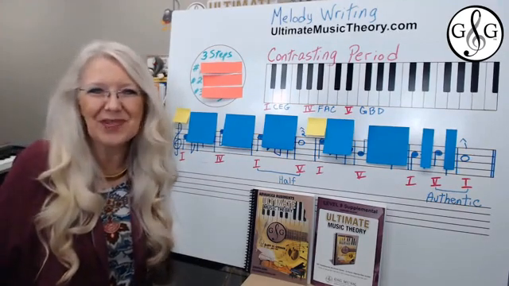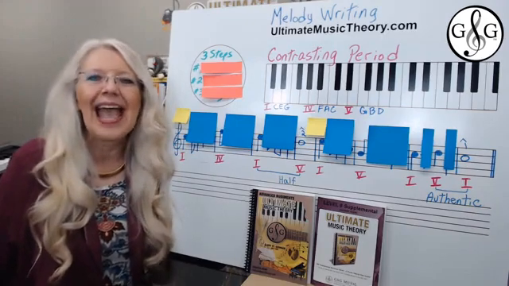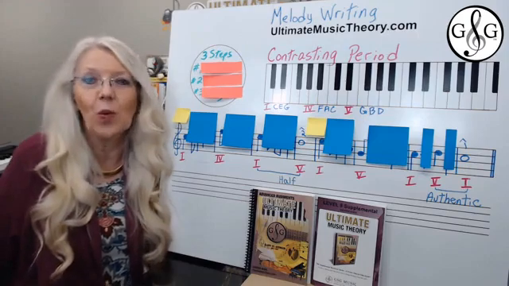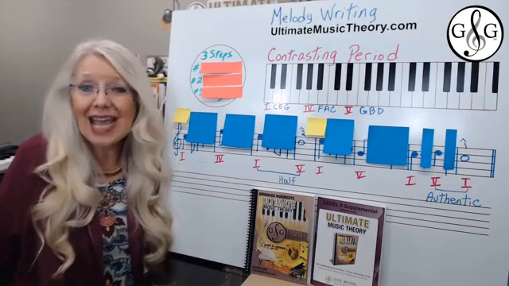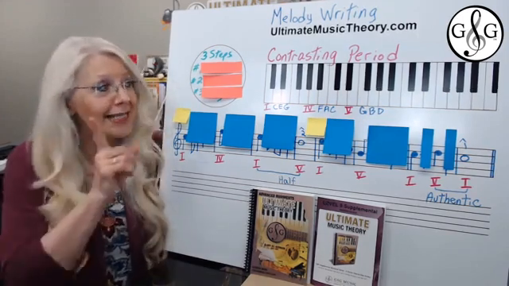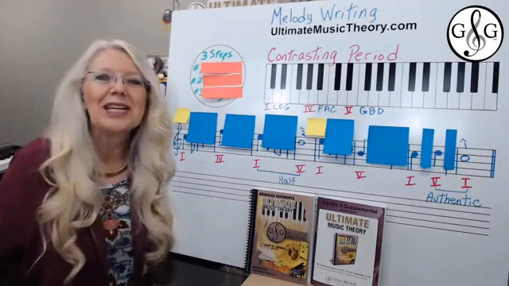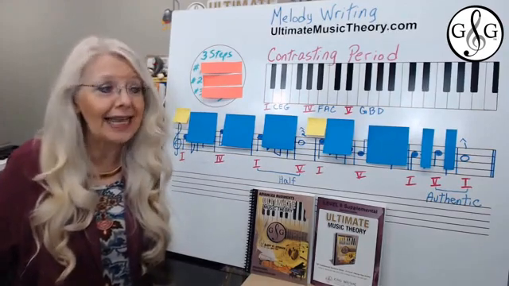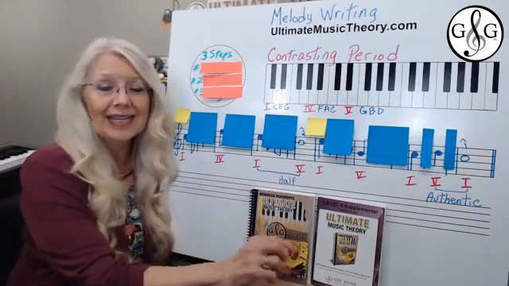I'm Gloria St. Germain from Ultimate Music Theory. And one of the concepts that students often struggle with is just where to begin. So today you're going to learn the 3 steps, 1, 2, 3, to writing a contrasting period melody in a major key. And this is for level 8 music theory.